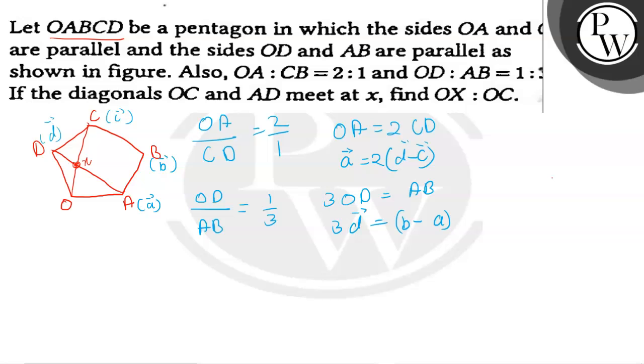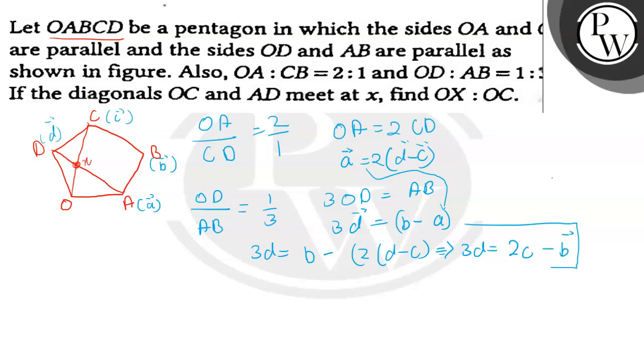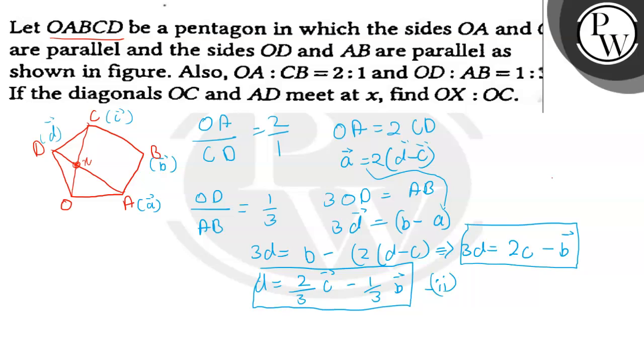Now put this value here and we get 3D is equal to B minus twice of D minus C. Now simplify this and we got 3D is equal to 2C minus B vector. This is what we got. Now from here we can also say that D vector is going to be 2/3 of C vector minus 1/3 of B vector. This is what we got, and we name this equation the second equation.